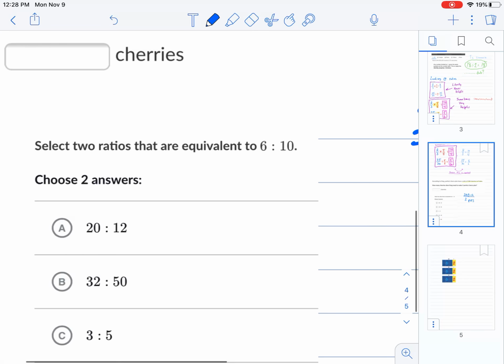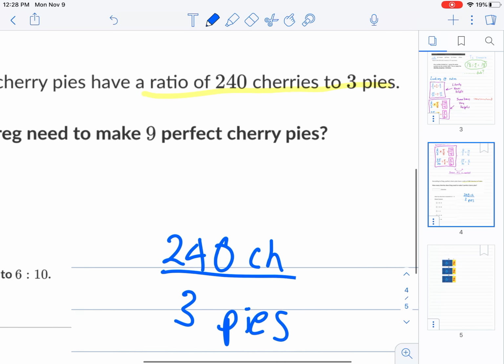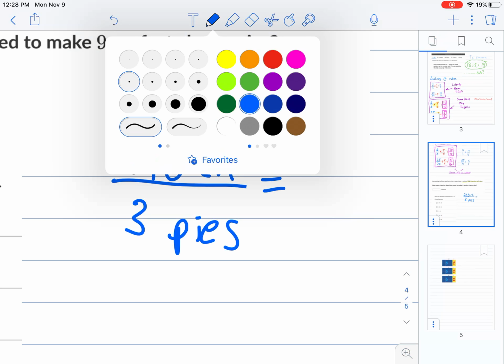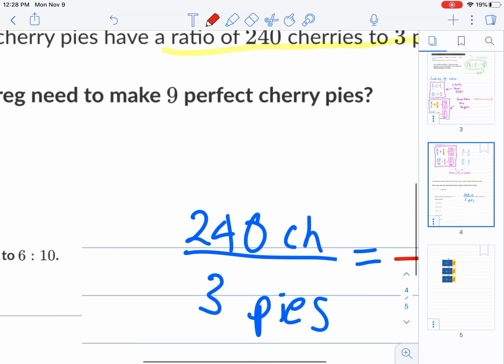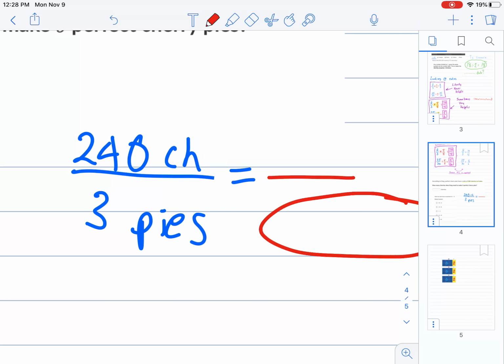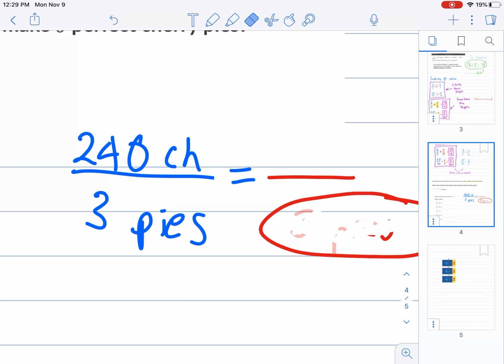Select 2 ratios that are equivalent to 6 out of 10. Well, that's a different problem. How many cherries does Greg need to make 9 perfect cherry pies? Well, you need to take this ratio and scale it either up or down. But we need to make 9. So there's the 3 pies. I don't know how many, but probably 9. Put 9 right there. 9 pies.